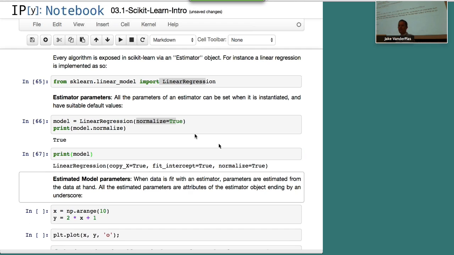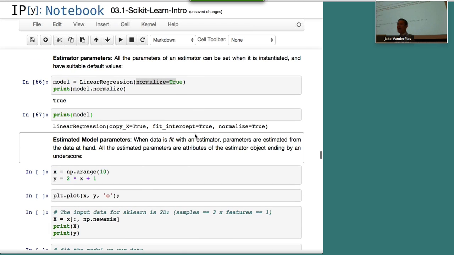So we can print the model, and we can see all the different attributes that are in the model. Some of them matter for the results, and some of them don't. Copy X means that whatever the input is, it's going to copy it before it modifies it, so it doesn't modify the input data. Fit intercept tells us that if we're fitting a line to data, we're going to allow the y-intercept to float. And normalize tells us we're normalizing the data first.